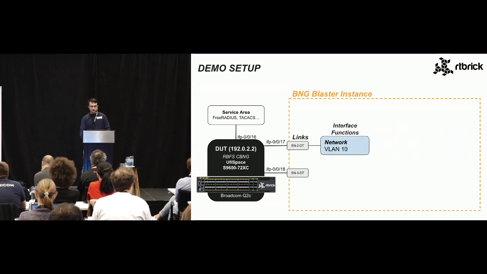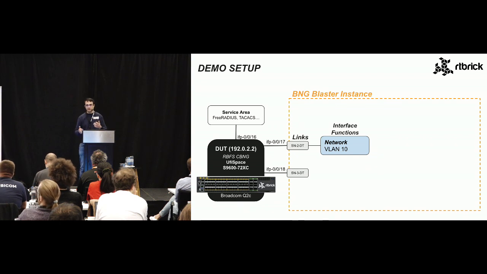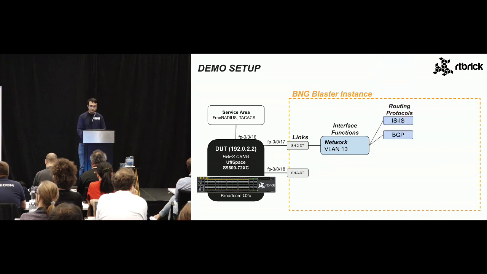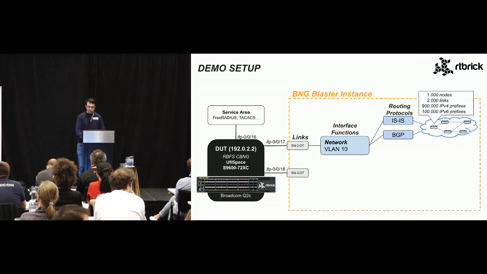The one link I defined, the first link, I defined the network interface function, which is just a different term for logical interface. It's just a logical interface on the routers. You have a VLAN, IP addresses. You can have even more on a link. And on these network interface functions, you can then attach routing protocols, for example. And on these routing protocols, you can then attach your emulated topologies.